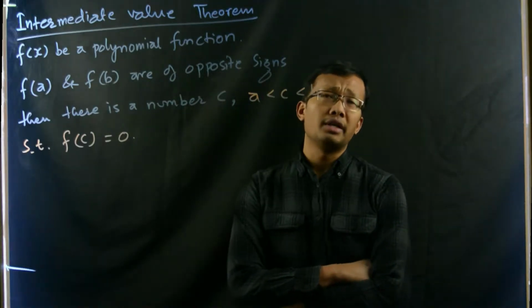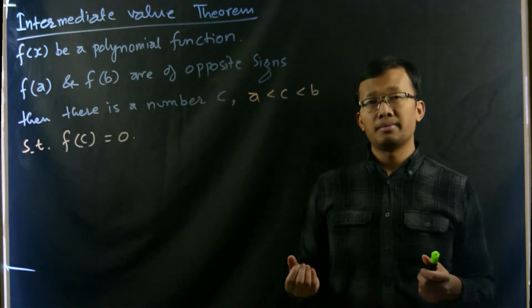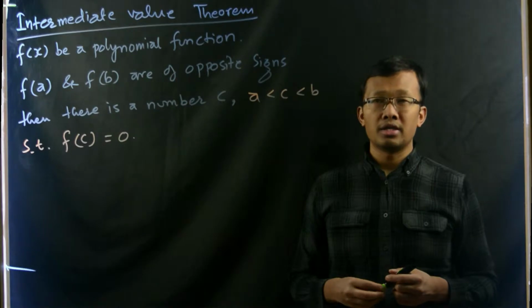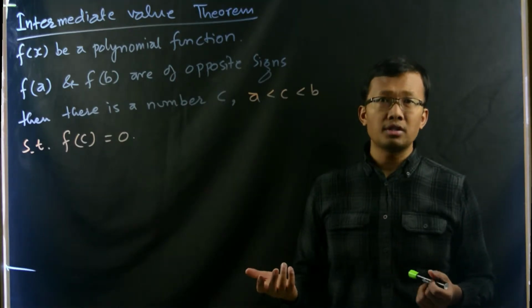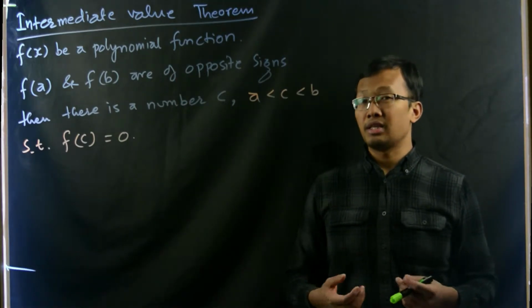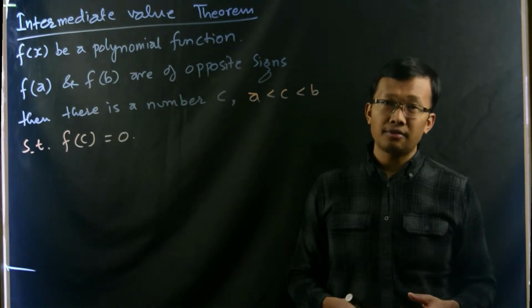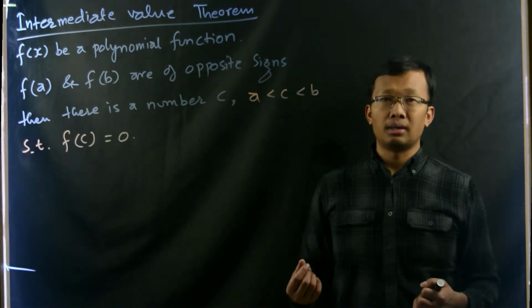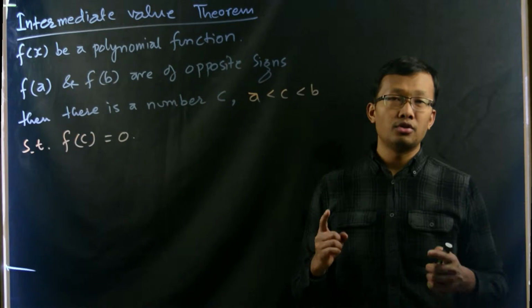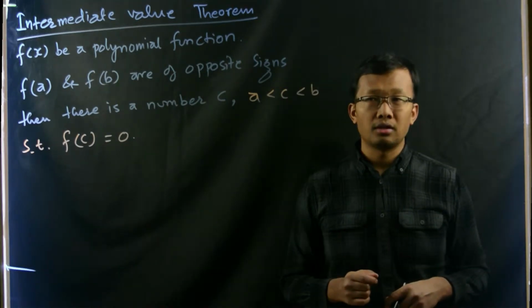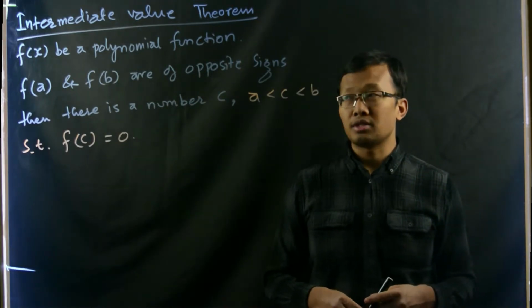Let's talk about the intermediate value theorem. It helps us to locate a zero of a polynomial function, or we can say an x-intercept of a polynomial graph, in between two numbers of the domain of the polynomial function.